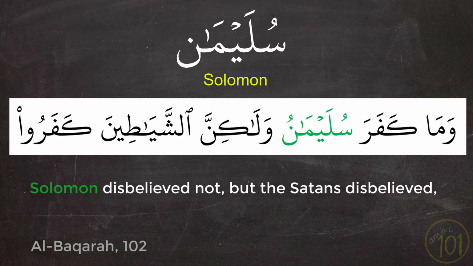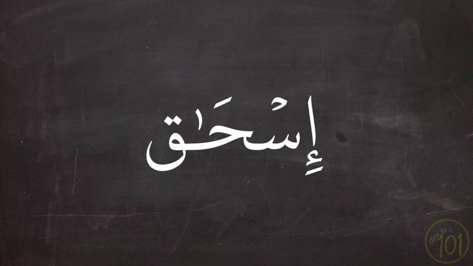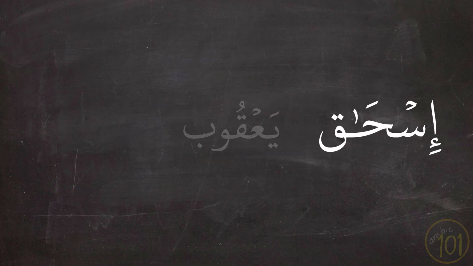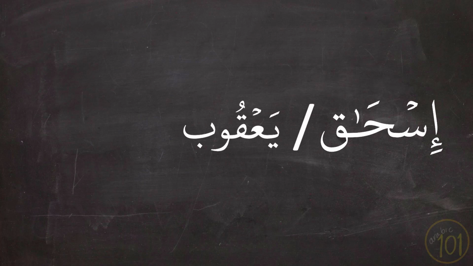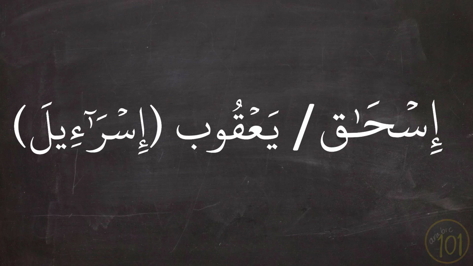وَمَا كَفَرَ سُلَيْمَانُ وَلَكِنَّ الشَّيَاطِينَ كَفَرُوا. Next is Ishaq and his son Yaqub, and Yaqub has another name, and that is Israel.